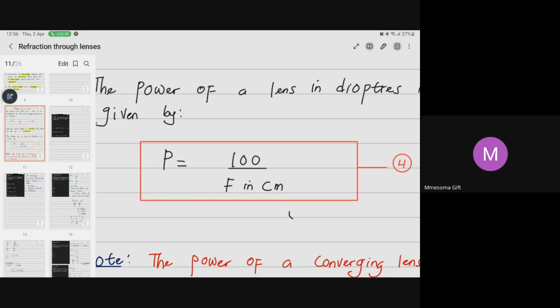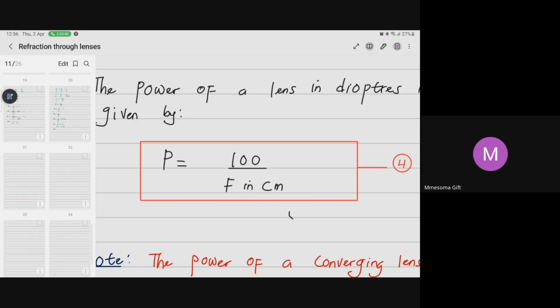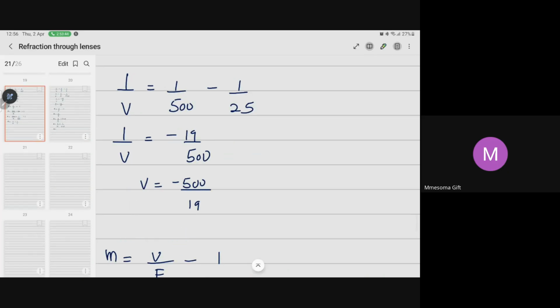Use this formula, right? Okay, so Titi is very funny. Let me continue, please. Let me solve the correct thing, okay?